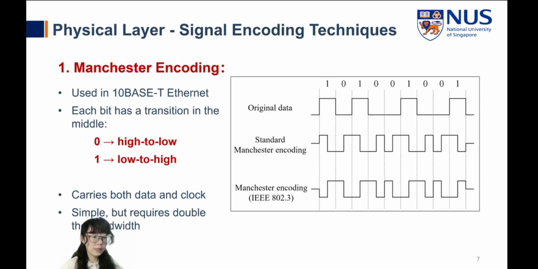In this method, each bit has a voltage change in the middle. According to the IEEE 802.3 version, the 0 is encoded as a high to low transition, and the 1 is a low to high transition. This constant mid-bit transition means the signal carries both the data and the timing, so the receiver can stay synchronized without needing a separate clock. But the downside is more bandwidth is needed because every bit creates two level changes.